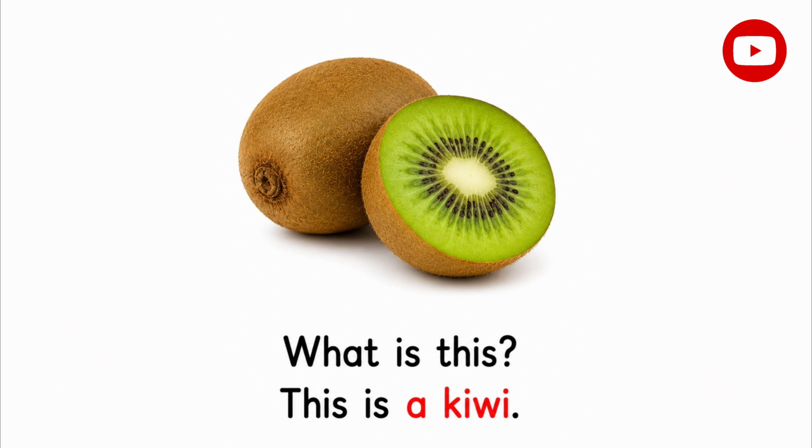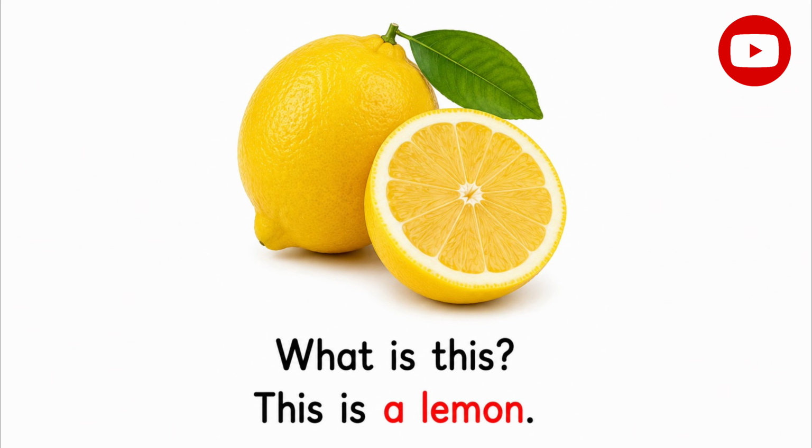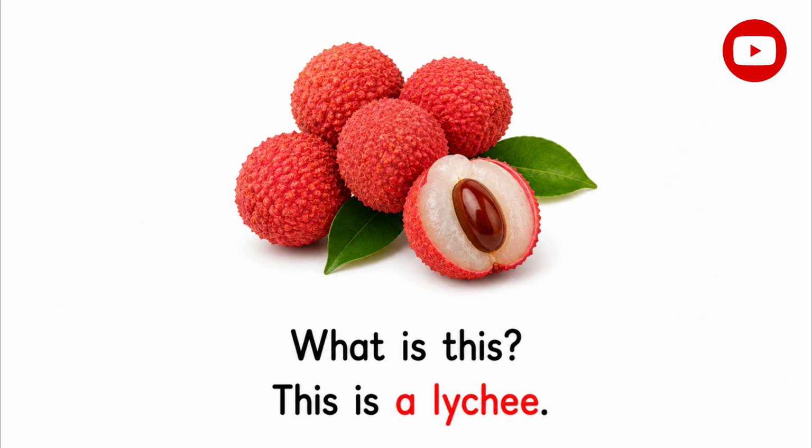Here comes another fruit. What is this? This is a kiwi. Correct! This is a kiwi. Kids, what is this? This is a lemon. Wonderful! This is a lemon. Let's learn another fruit.